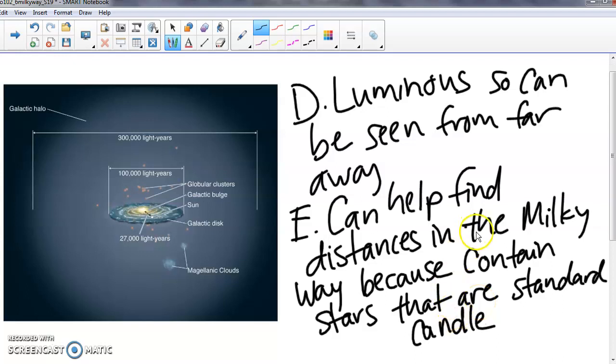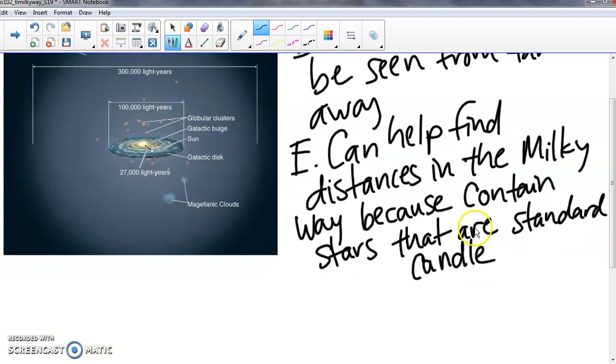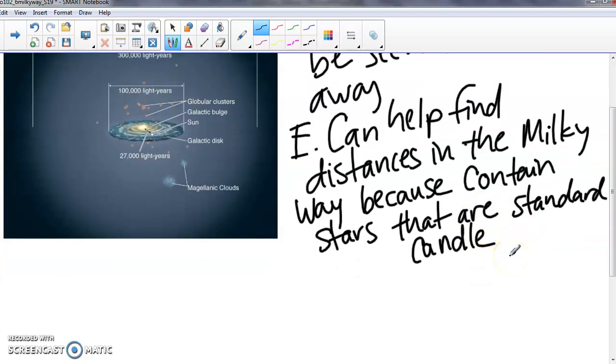Okay, standard candle, that's kind of an interesting thing here. Standard candles are stars that are always the same brightness. It turns out that these are actually stars that change their brightness. They get brighter and dimmer. And because they get brighter and dimmer on a regular basis, we know exactly how bright they are. So they can help find distances in the Milky Way because they contain stars that are standard candles.